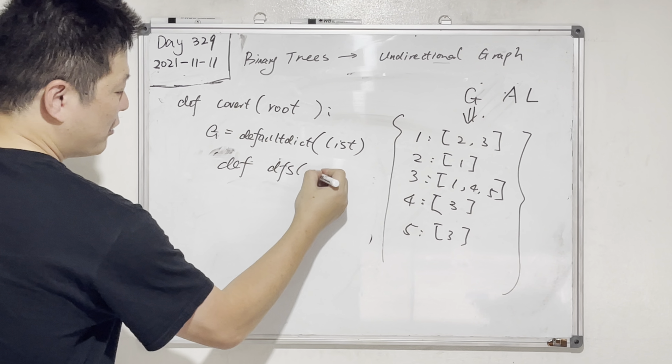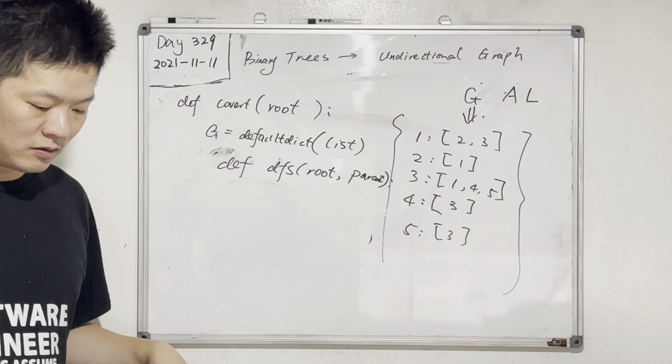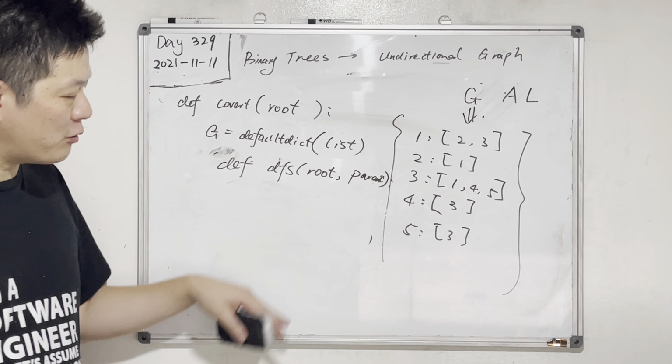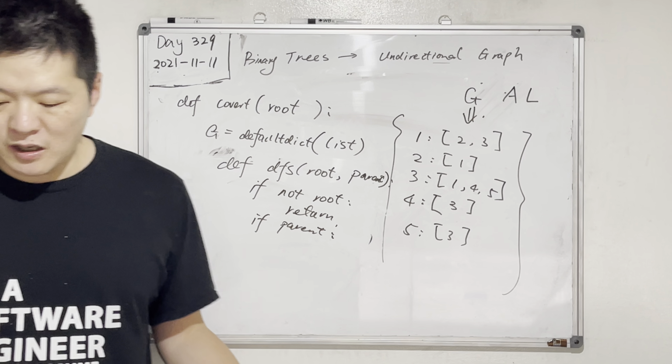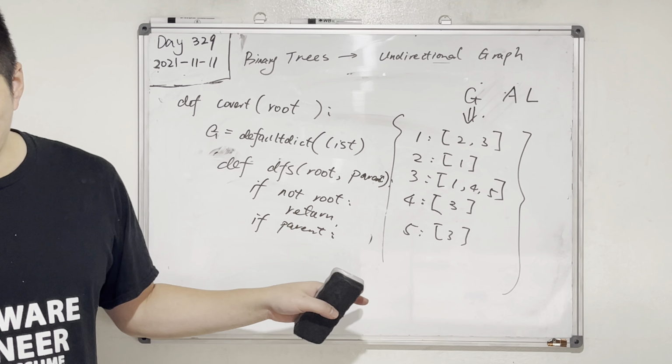Why do we need a parent in depth search? Because we start from the root, which is the parent, and then we go down. We want to add the edge from the parent to the current node, right? If not root, if we reach the empty node, we just return. And if there's a parent, because we have to check. Why is that? Because the parent could be none. In what cases will the parent be none? The root doesn't have a parent, right? If there's a parent, then we can say g[parent].append, and you can write this as plus equal. This is the same thing.